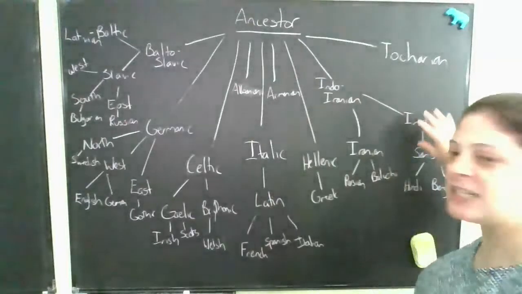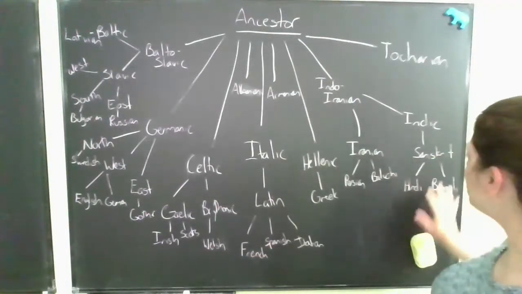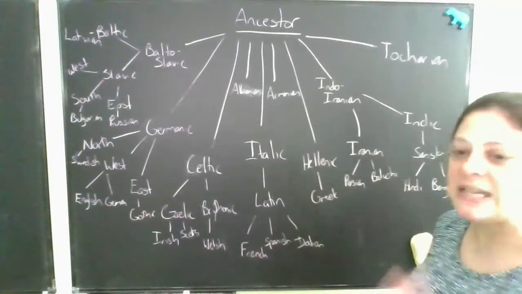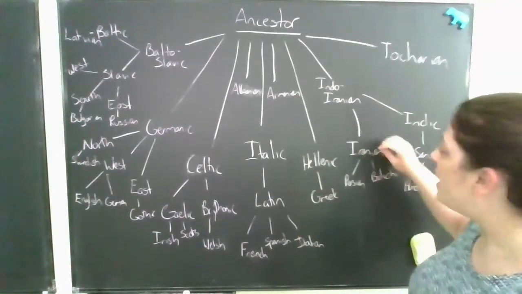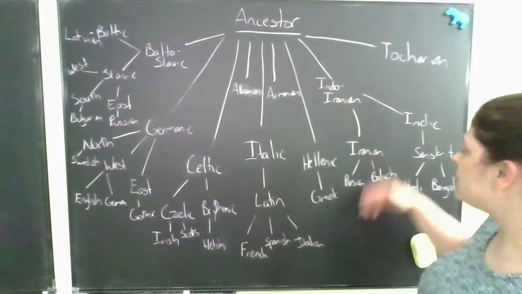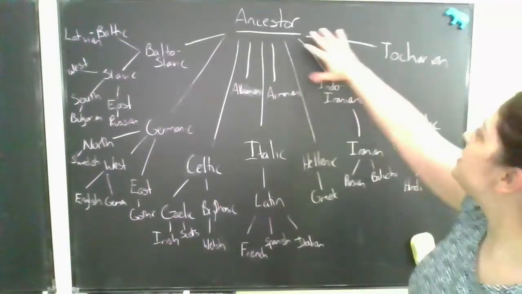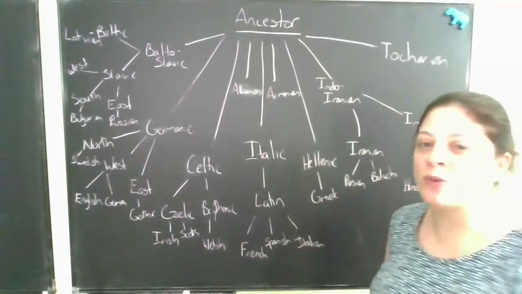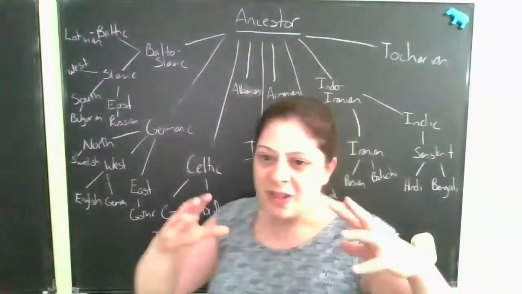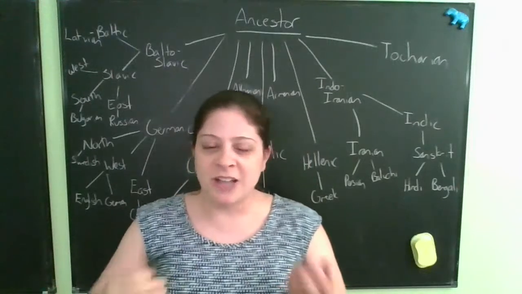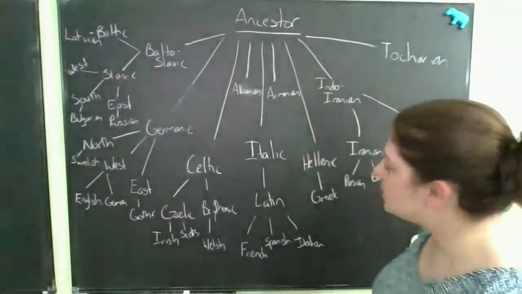Some people went over to India, and we have the Indic languages, which include Sanskrit and its modern descendants, which aren't numerous, but include Hindi and Bengali. Some went down into modern Iran and developed the Iranian languages, which again split, and we've got ones like Persian, Baluchi, and Kurdish. And some actually went all the way over to what's modern Western China, and they developed Tocharian.